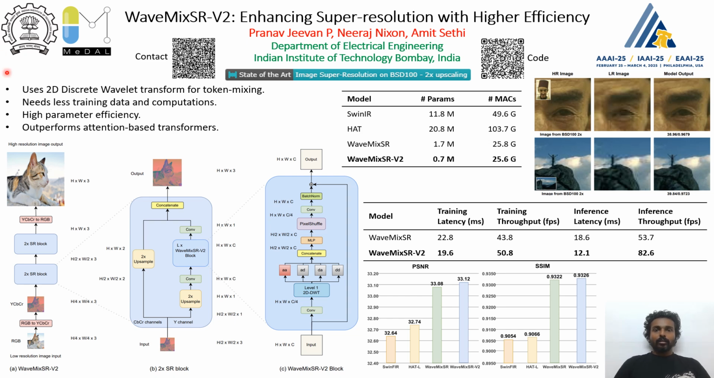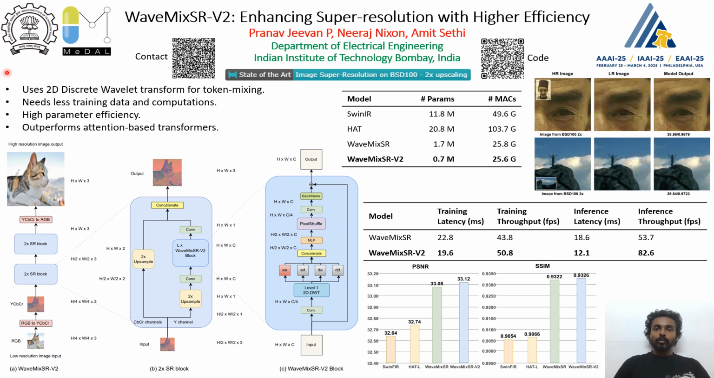Hello everyone. Today I'd like to talk about our work on image super resolution, the task of generating high resolution images from low resolution inputs. Recent advances have seen transformer based architectures become the state of the art in this domain, surpassing traditional convolutional approaches.